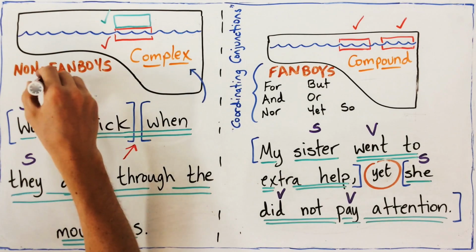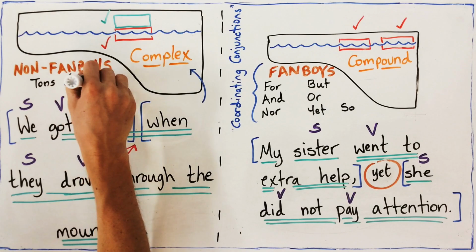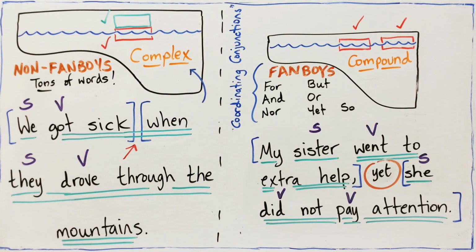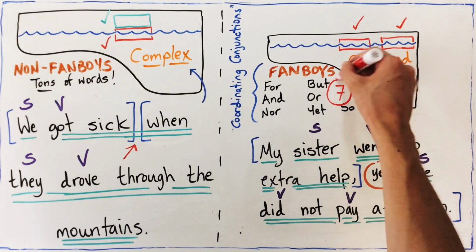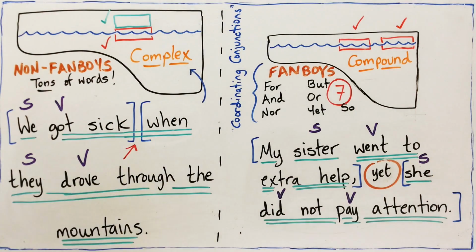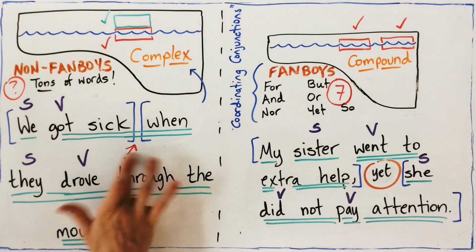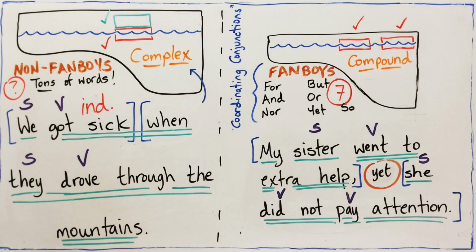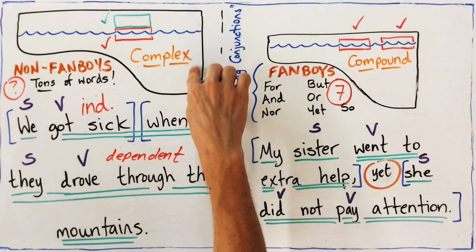When is just one of many, many non-fanboys words. There are many more non-fanboys than there are fanboys. So the most helpful thing is to memorize the 7 fanboys so that you can spot a non-fanboys that's trying to do what a fanboys does but can't, and therefore has to be part of one of the clauses. Notice that the second clause, the dependent clause, still has a simple subject and a simple predicate, but we double underline the whole thing to show that it's attached to the first clause. It's not its own idea.